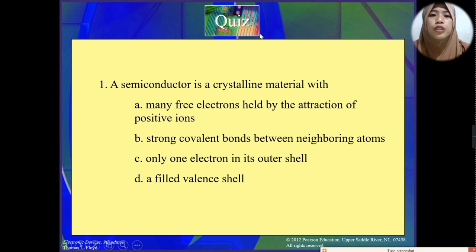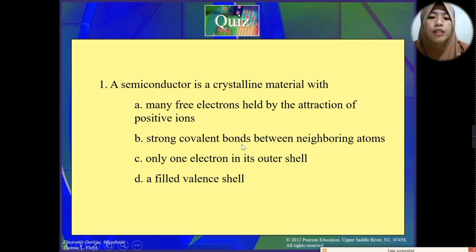problems or questions from this chapter. Example, question 1. A semiconductor is a crystalline material with letter A, many free electrons held by the attraction of positive ions. Letter B, strong covalent bonds between neighboring atoms. Letter C, only one electron in its outer shell. Letter D, a filled valence shell. So, the answer is letter B. A semiconductor, a crystalline material, has strong covalent bonds between neighboring atoms.